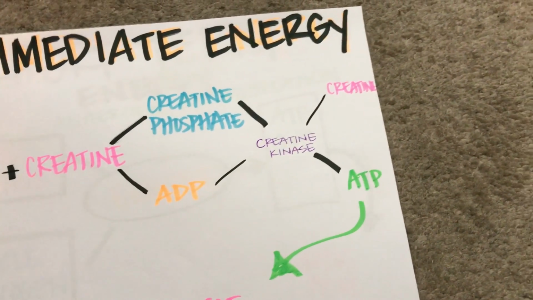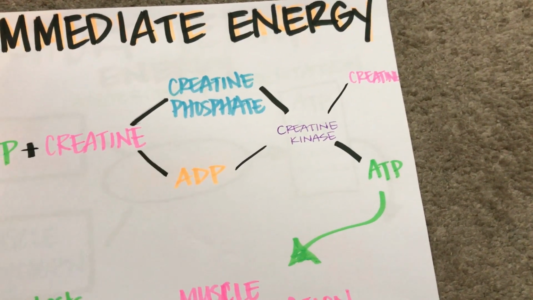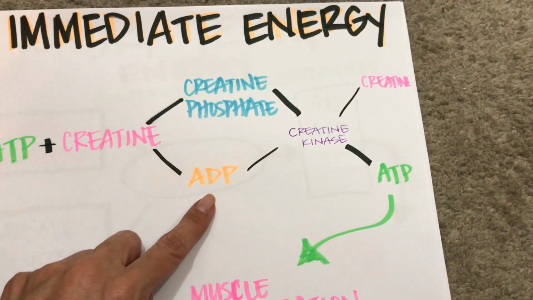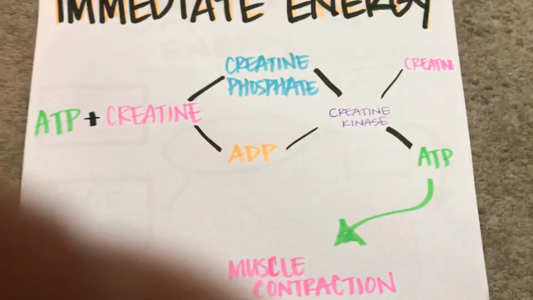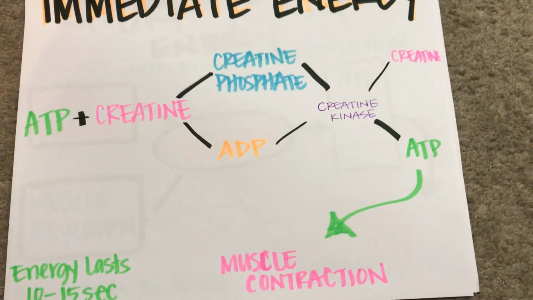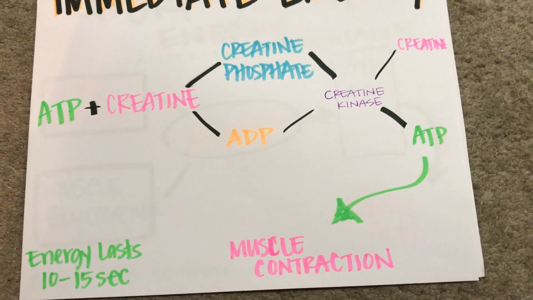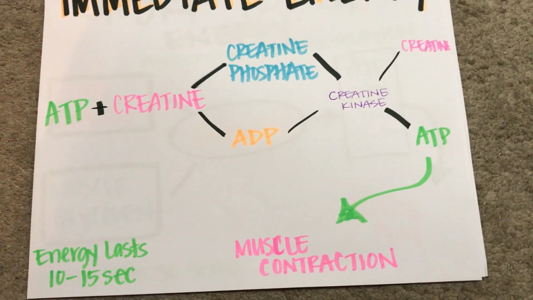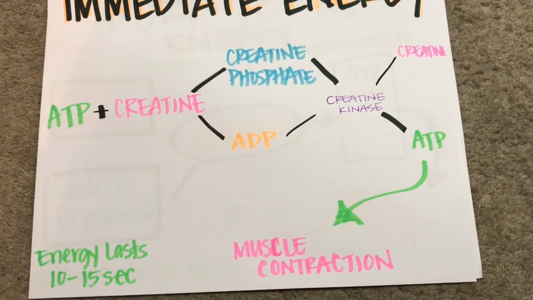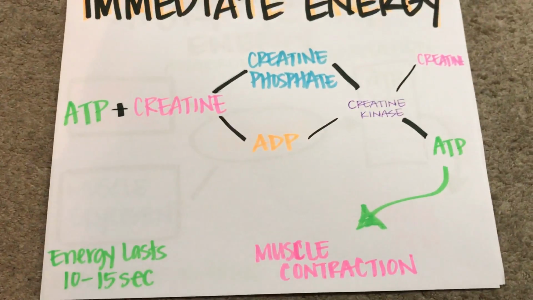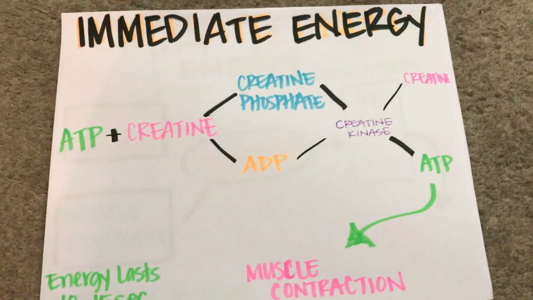When it does, the creatine phosphate gives back its phosphate group to the ADP in a reaction called creatine kinase, which then creates creatine and ATP. So then the ATP is used to create the muscle contraction. And this energy usually lasts about 10 to 15 seconds.